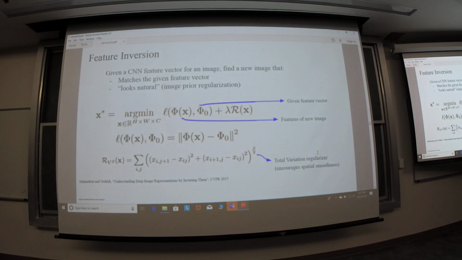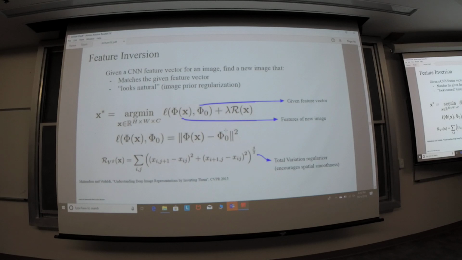Okay, so the other technique is known as feature inversion. In feature inversion, what we try to do is that we have a pre-trained network. We pass an input image to the network, and then we get some feature information. And what we do is that we compare that feature information to a given feature vector, which is this phi 0. And phi of x is basically the feature which is generated for the new image that we provide into the network. So the goal over here is to really reduce the difference between the features that you generate.